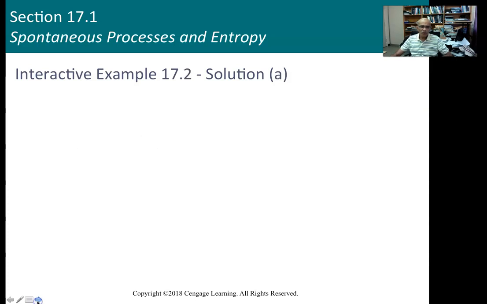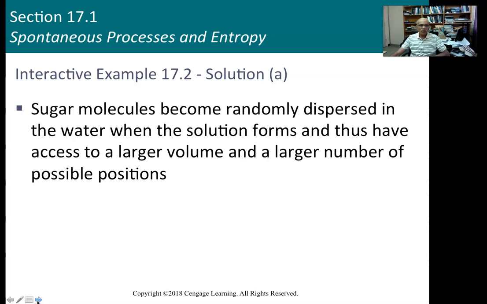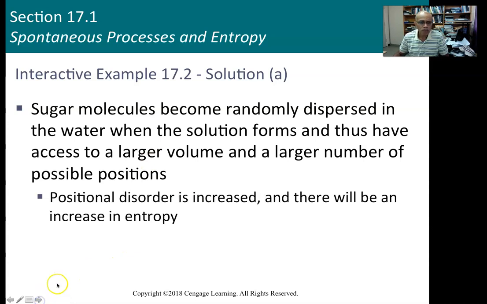Now let's go to one here that says sugar molecules. Let me read this one a little bit more slowly. Sugar molecules become randomly disposed in water when a solution forms and thus have access to a larger volume and a larger number of possible positions. So in other words, the mixing, which is dissolving of sugar in water, is actually increasing the entropy because there is a greater increase in the positional entropy or positional probability. So here it is: positional disorder is increased and there will be an increase in entropy.